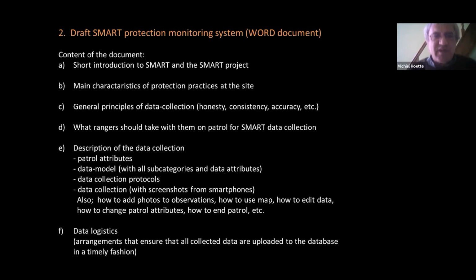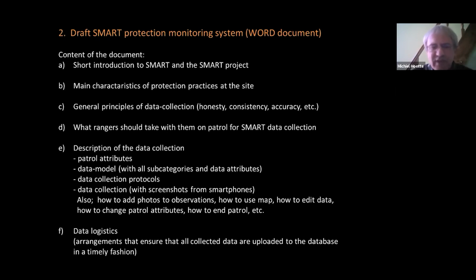It should describe some general principles for data collection, like that it should be done honestly, consistently and accurately, etc. You can make something like a short list of the things that rangers should take with them when they go out on a patrol, what is needed for SMART data collection, and then describe all the data collection components, the data model, the patrol attributes that are collected at the start of the patrol, and the data collection procedures, protocols that I just gave a number of examples for.